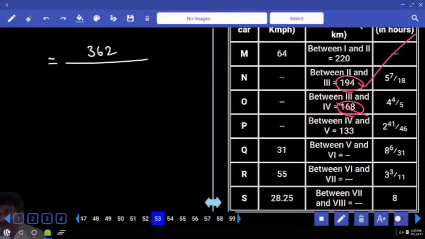362 kilometers is the total distance covered. 194 kilometers covered with some speed, and 168 kilometers covered with some other speed. Let's identify their speeds.